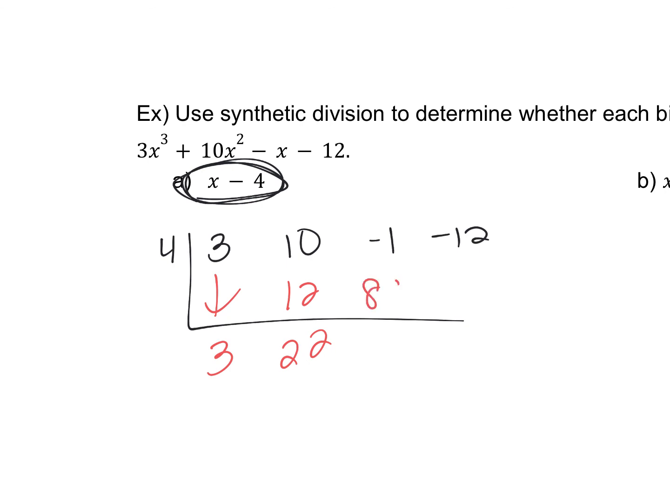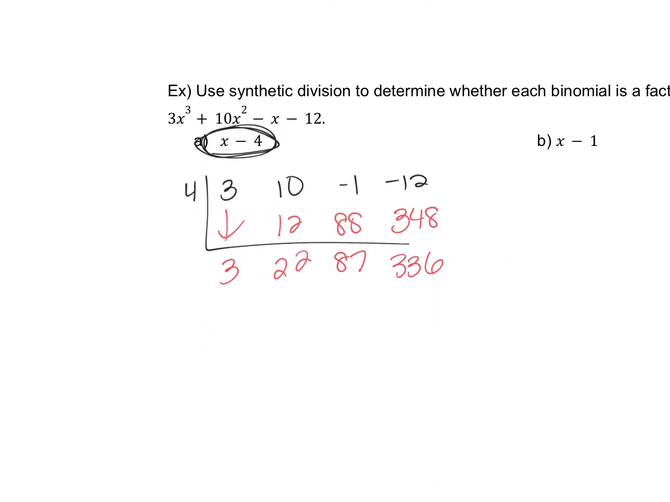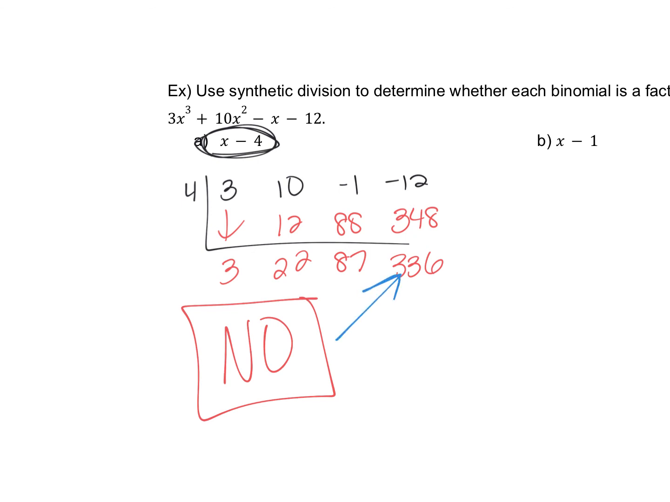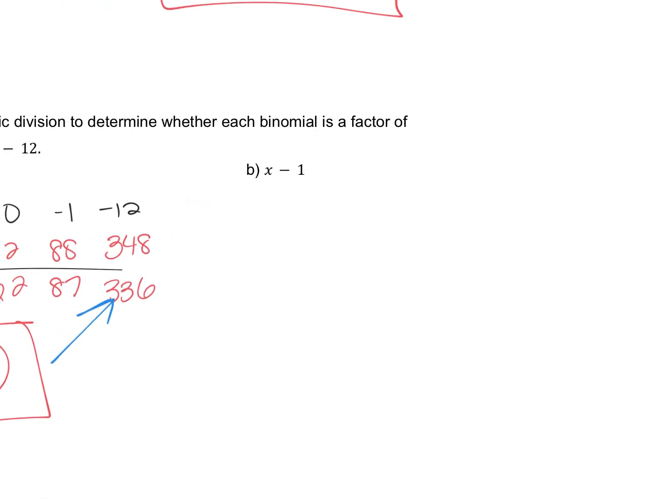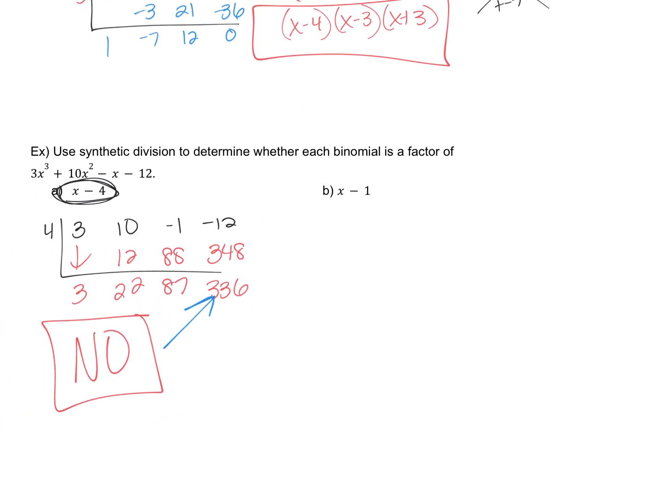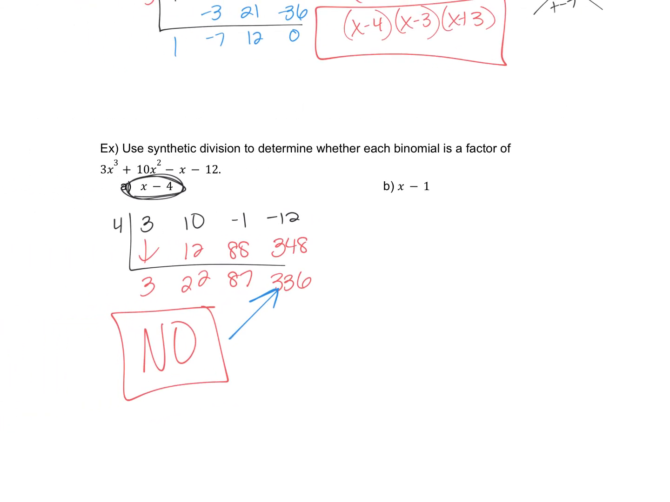What would that be? 88. Gross. Use a calculator. 87. I'm going to cheat because I already have it worked out right in front of me. That ends up being 348. Add it, and you get 336. So is that a factor? Absolutely not. Big fat no. And why is that? Because there is a remainder that is not 0, right? Big fat no.